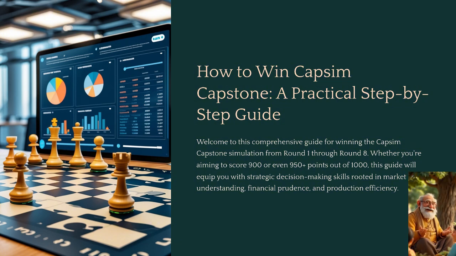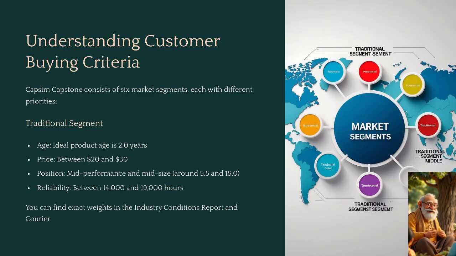Section 1: Understanding Customer Buying Criteria, foundation of all strategic moves. Capsim Capstone consists of 6 market segments: traditional, low-end, high-end, performance, size, and a potential 7th or 8th product as you expand. For each segment, customers prioritize a different set of factors: performance, size, reliability, price, and age. You can find the exact weights in the Industry Conditions Report and Courier. Let's review each segment.